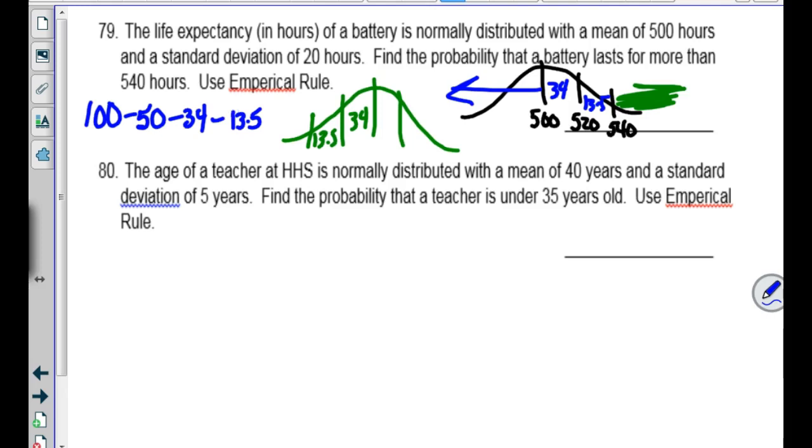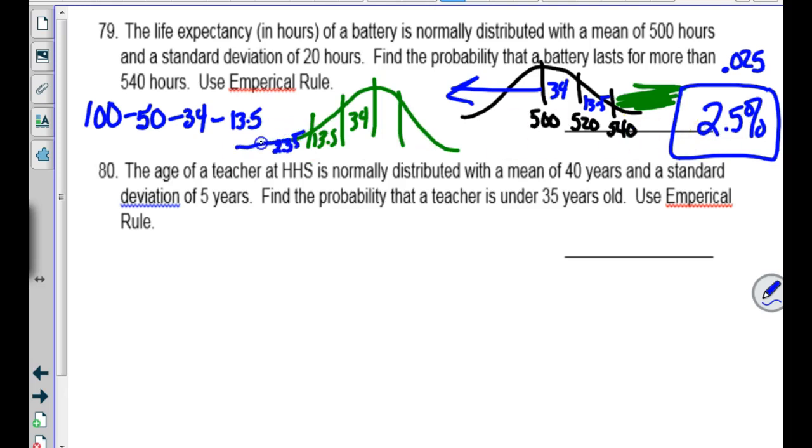Did someone get an answer? Oh, I know what I did. Is it 2.5? Or 0.25, 0.025 if you did it as a decimal. On the little chart, it says that this above here or down here is 2.35, but that's because there's a little bit more out here that isn't listed, so that's why it gets up to 2.5.